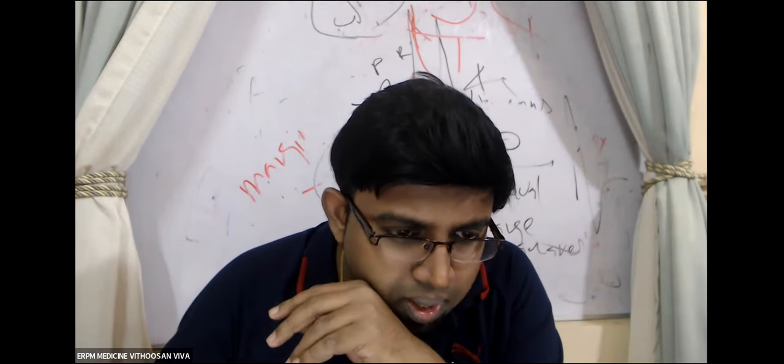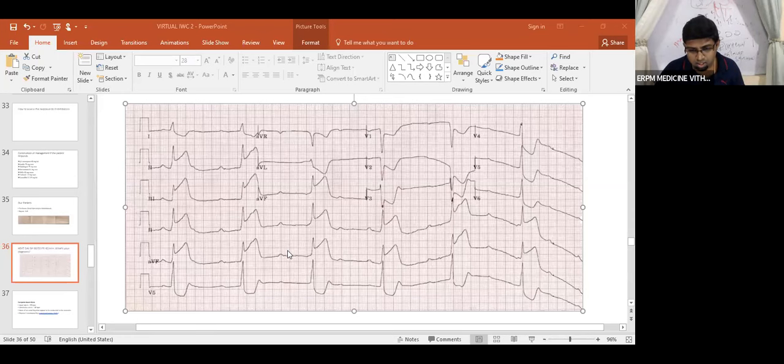But is there a connection between the P and the QRS? No. The P waves are coming separately and the QRS is coming separately. Your P waves are coming separately. Your QRS is coming separately. It's like this, guys.